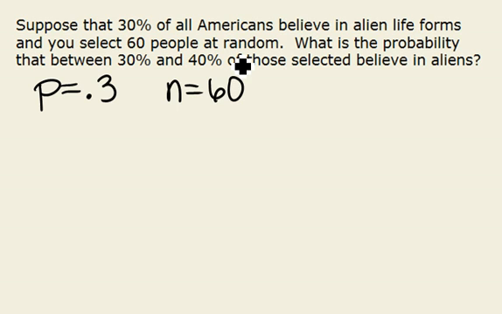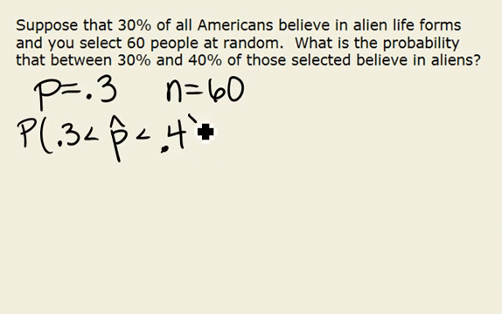What we're looking at then is the probability out of those selected, so out of our sample, that we're between 30 and 40%. So we're looking at a probability associated with our sample proportion, which we call p hat. We want to know the probability between 0.3 and 0.4.